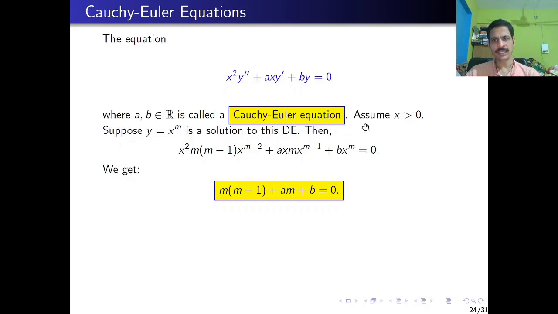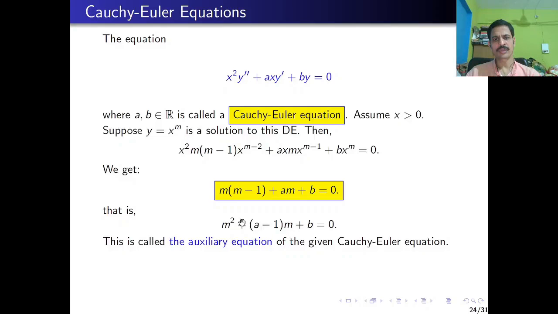Now since x is greater than 0 and here we get x raised to m common, we can cancel x raised to m because it is not equal to 0. We end up getting this quadratic equation in m. Rearranging the terms, we get m square plus (a minus 1) times m plus b is equal to 0. This is called the auxiliary equation of a given Cauchy-Euler equation.